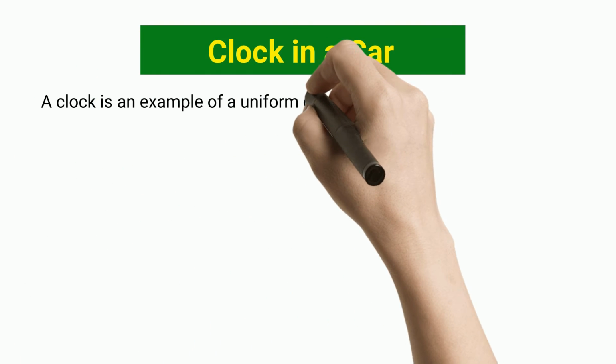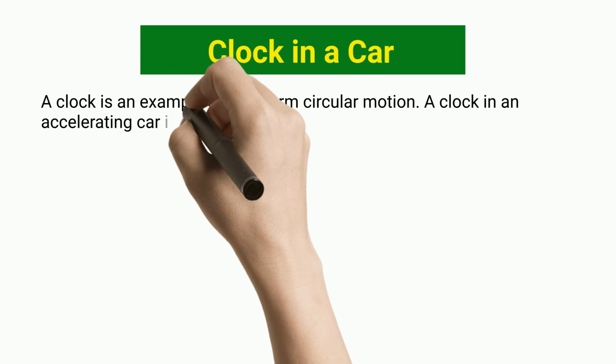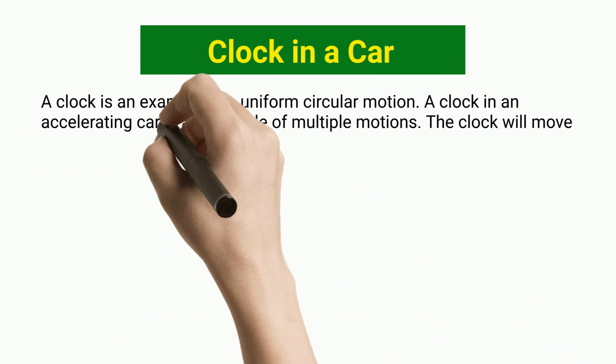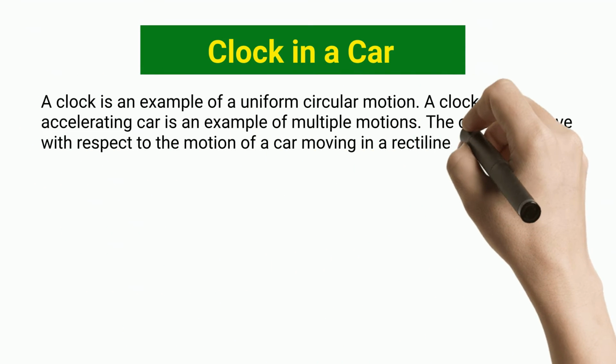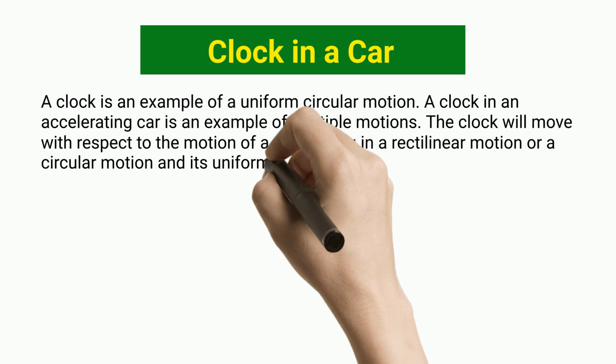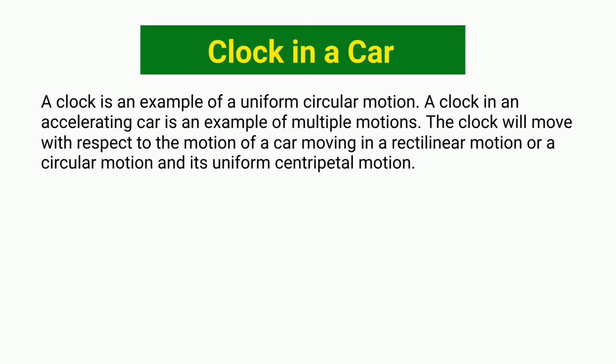Clock in a car. A clock is an example of a uniform circular motion. A clock in an accelerating car is an example of multiple motions. The clock will move with respect to the motion of a car moving in a rectilinear motion or a circular motion, and its uniform centripetal motion.